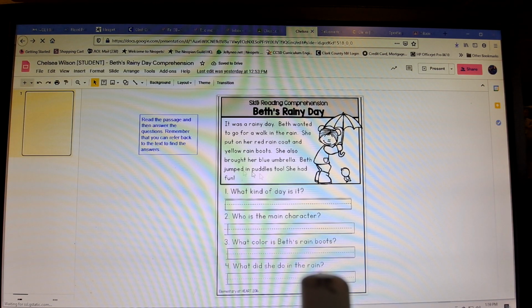And again, we'll read this as a class, and then we have those WH questions to answer. What kind of a day is it? Who is the main character? What color are Beth's rain boots, and then what did she do in the rain? So it's kind of working on those WH questions.